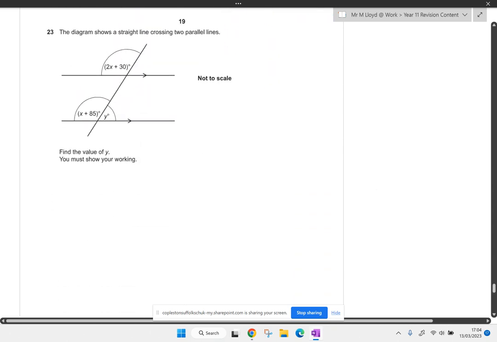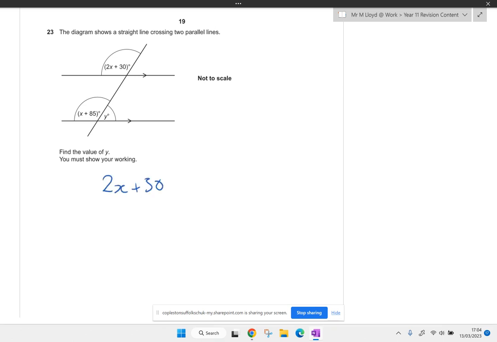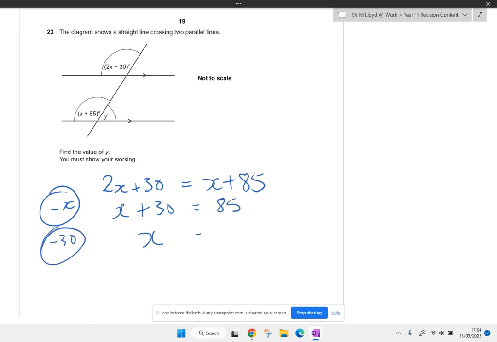Question 23. Find the value of y. Well, we have got ourselves some parallel lines, and these are corresponding angles, and therefore they're equal. All right, so we take away x from both sides, we get 2x equals, no, I've done that wrong. Let's start again, let's not rush this. Take away x from both sides. So we get x plus 30 is equal to 85. We then subtract 30 from both sides, which gives us x equals 55.